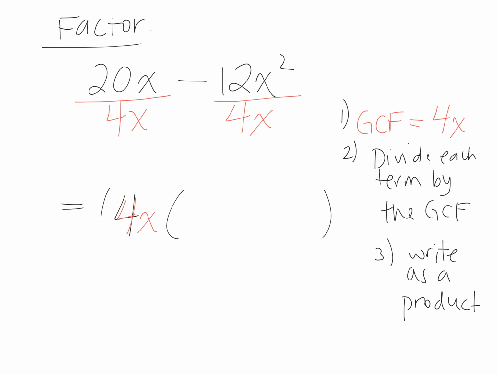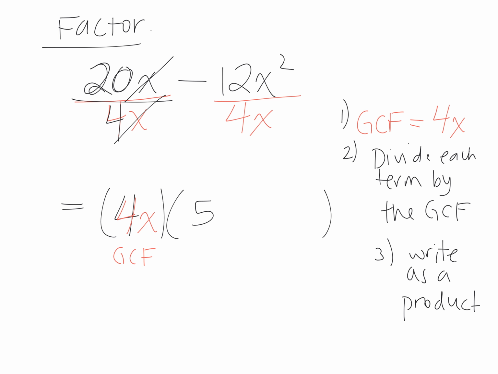So you're writing it as a product. You can use brackets, okay? The greatest common factor will always go in front. Whatever the greatest common factor is, you're taking that and you're multiplying it by whatever your answer was. So let's do step 2. Divide each term by the greatest common factor. What's 20 divided by 4? Okay, and x divided by x, it cancels itself out.